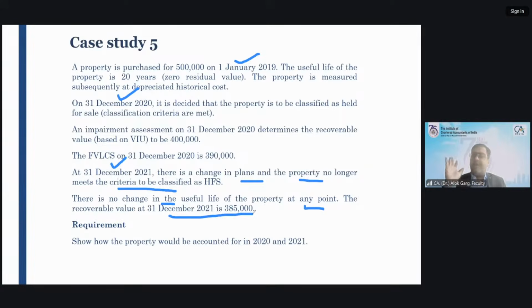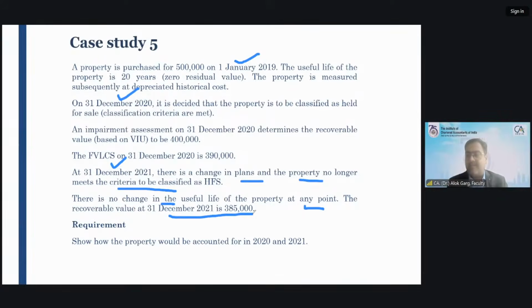So forget about Ind AS 105. Assume this Ind AS 105 was never there. So what should be my carrying amount as on 31st December 2021? Right? So compute the carrying amount on 31st December 2021, assuming this asset was never classified as held for sale. So friends, what is the carrying amount on 31st December 2021? What is the carrying amount?